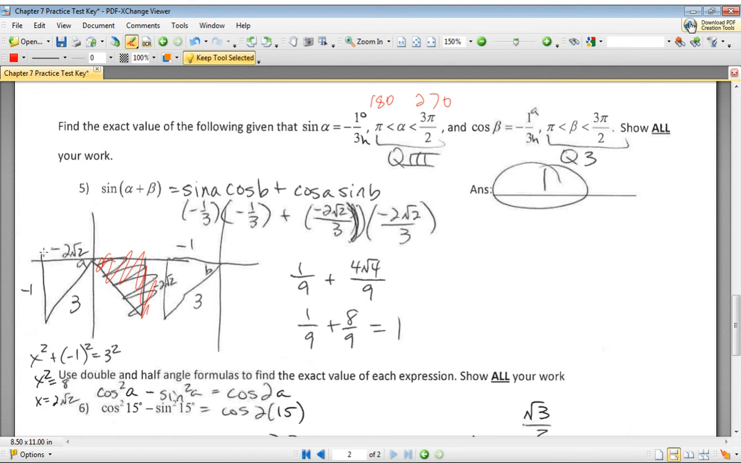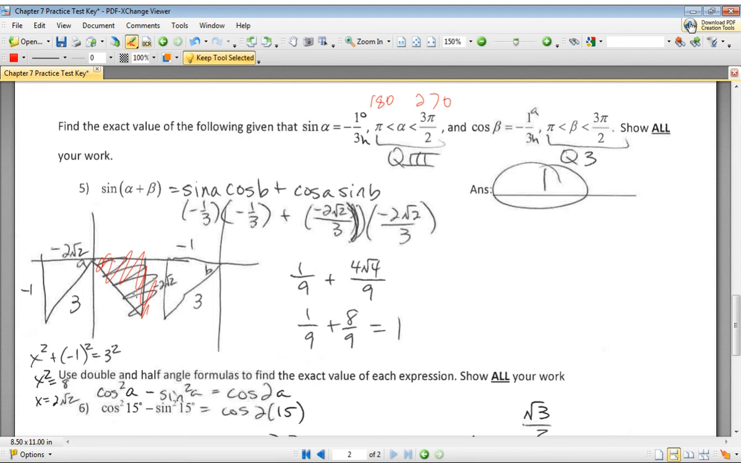For B, same concept. It's the same numbers, negative 1 and 3. The negative is going to apply to the 1 because it's going to the left. And if you do the Pythagorean theorem, since these are both sides, we're actually going to get the same value. This will be 2 radical 2. It is going down, so it will be negative.